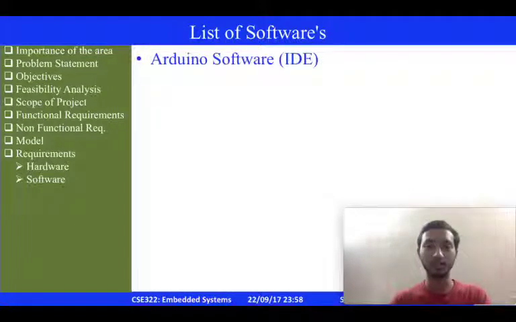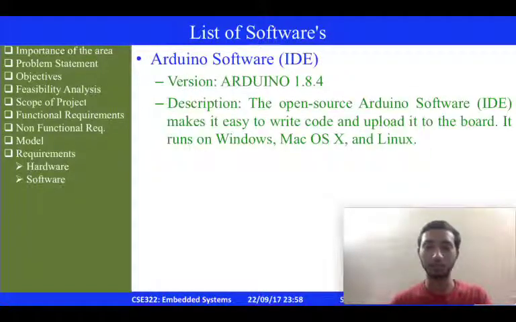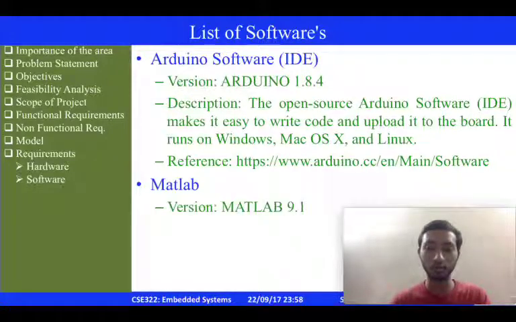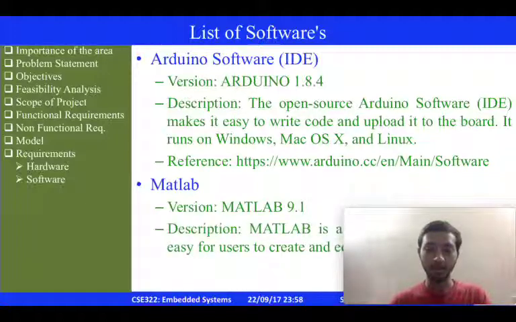So these are the list of software. Arduino software is for coding into the Arduino board, and it is open source software. It is accessible on Windows, Mac OS, and Linux. The reference is again the Arduino website only. And then this is MATLAB, which I'm going to use for the coding of the image processing. MATLAB 9.1 is the version. It is software which is used to code for different image processing and other purposes.